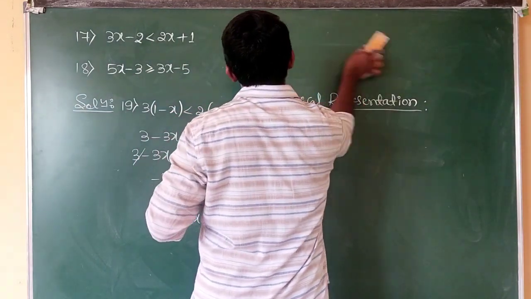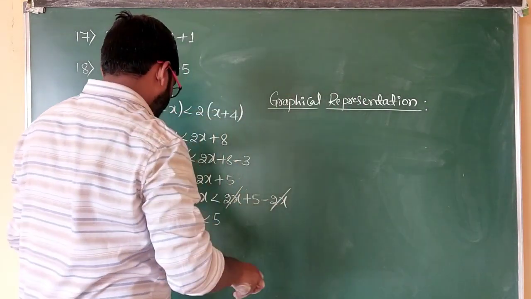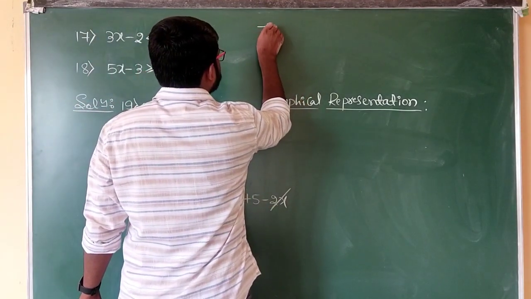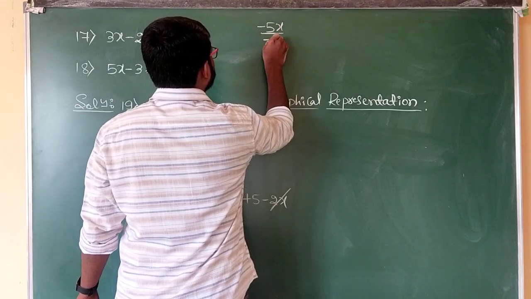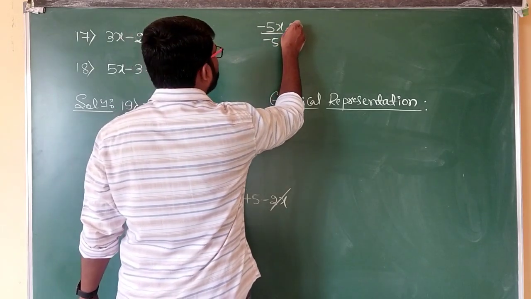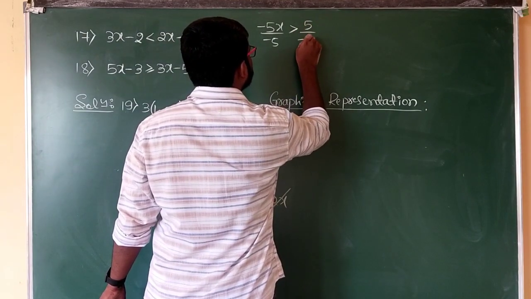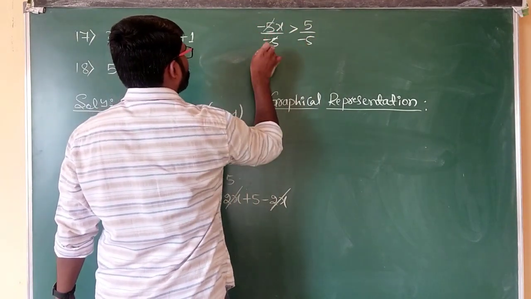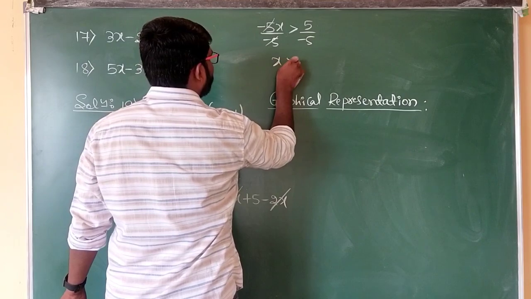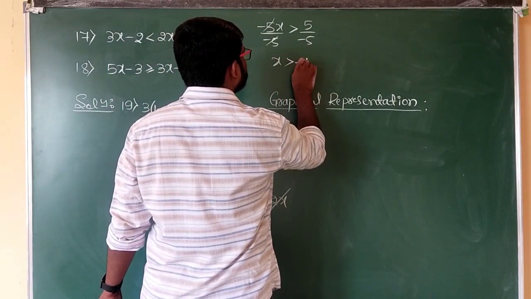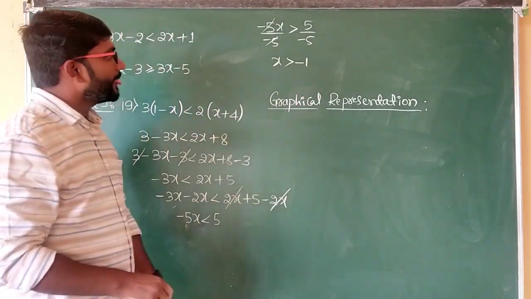So now, here let us divide both the sides of the inequality by minus 5. Minus 5x by minus 5. Then the sign of inequality must be reversed. 5 by minus 5, so minus 5 gets cancelled. We get x greater than minus 1. X greater than minus 1.